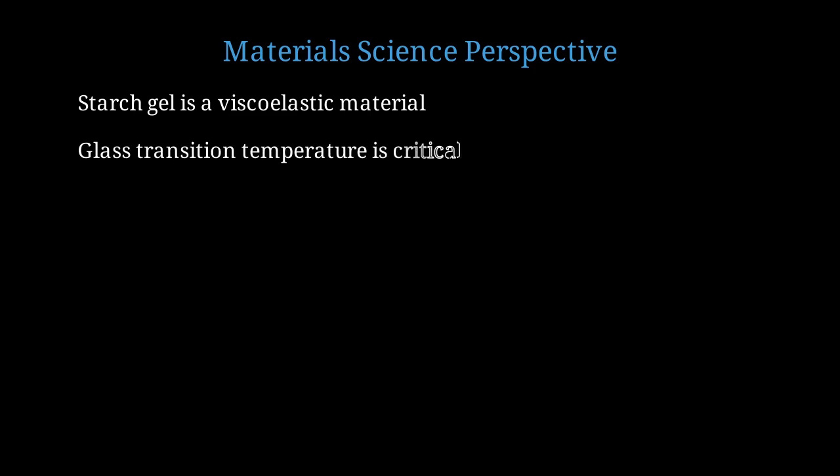Retrograded starch has a glass transition temperature around 50 to 70 degrees Celsius depending on moisture content. Below this temperature, the material is glassy and brittle. Above it, it becomes rubbery and flexible. This explains the texture difference between room temperature and refrigerated rice.